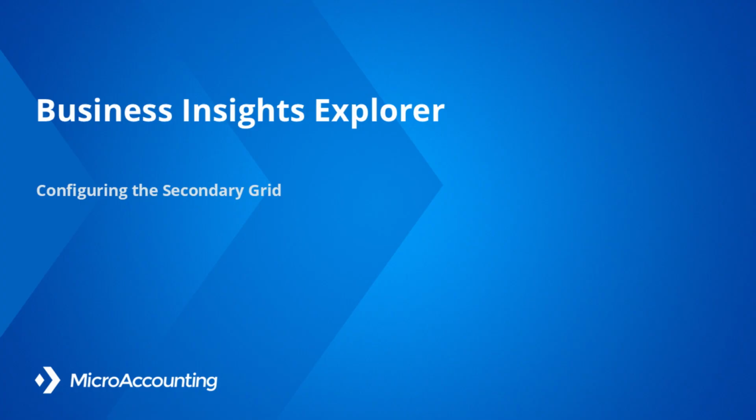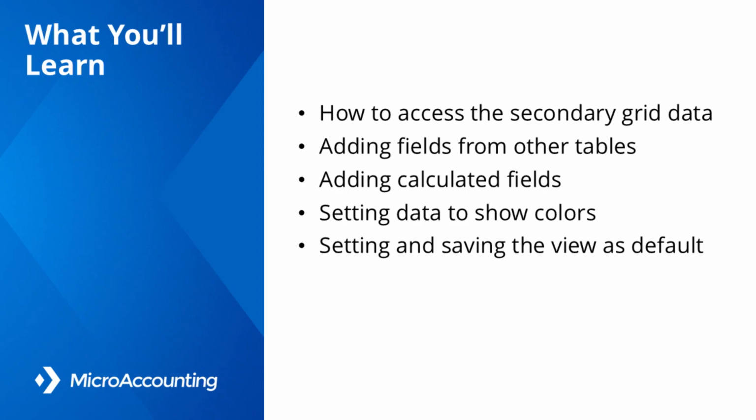Today we're going to be talking about Business Insights Explorer. This is session number 2, and we're going to be looking at how to configure the secondary grid, and we'll look at a few tips and tricks. What we'll learn exactly is how to access the secondary grid, adding fields from other tables to the secondary grid, adding a calculated field, setting the data to show different colors, and setting and saving that data as a default view for future use.